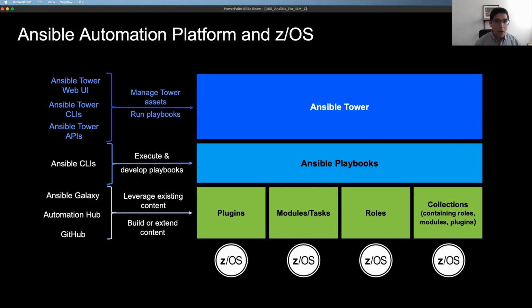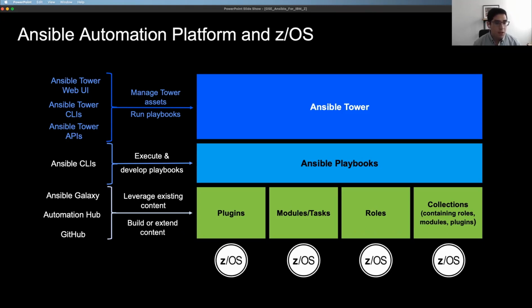Now, what all these Ansible playbooks leverage at a lower level are the different components you'll see in the green boxes: plugins, modules and tasks, as well as roles. Those are all different ways of invoking tasks against your target system.